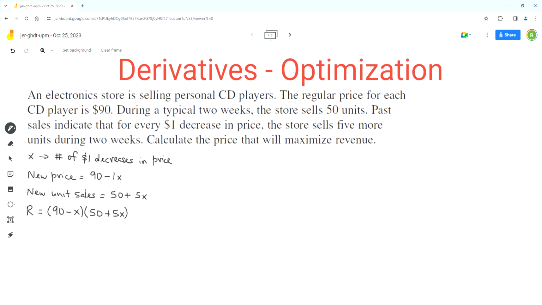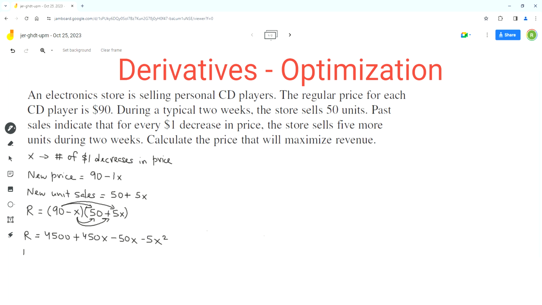Now we can simplify this function by distributing the terms in the parentheses. So we can use the FOIL method. We get R equals, first we do 90 times 50, which is equal to 4,500, and 90 times 5x, which is equal to 450x, and then negative x times 50, which is negative 50x, and then negative x times 5x, which is minus 5x squared.